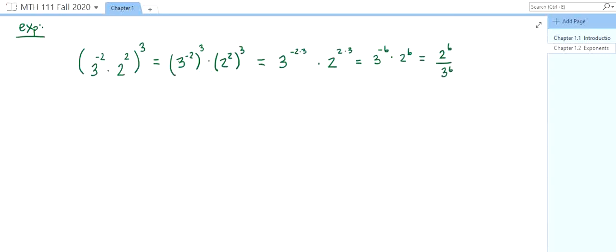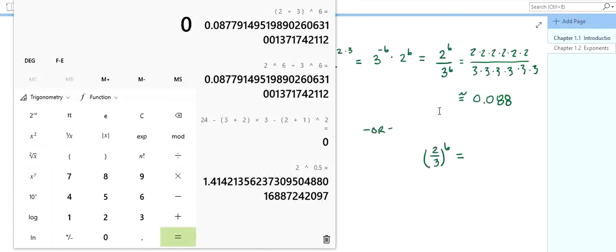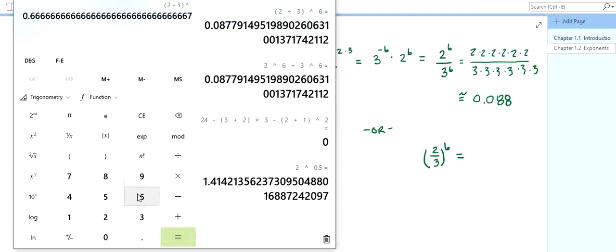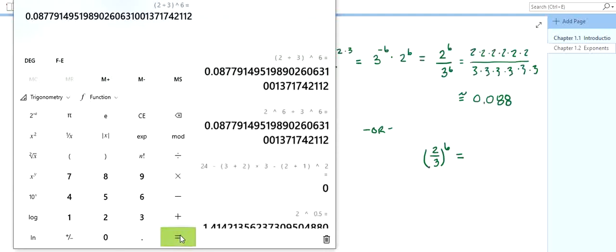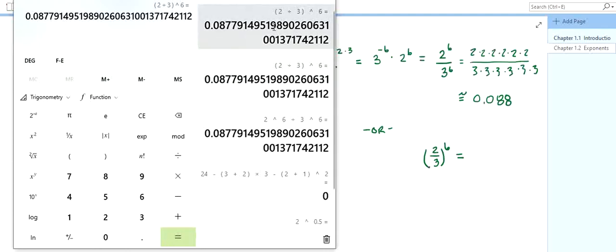Now we can work this out in a number of ways. We could actually calculate with these what the top is and what the bottom is. And I use a calculator. That's approximately 0.088. Or I could write that 2/3 and go backwards with the 6. Put it back in the exponent, 2/3 to the 6th power. Maybe go to my calculator. Take 2 divided by 3. Let me put parentheses in here. 2 divided by 3. Raise that to the power of 6. And we get 0.088 approximately.